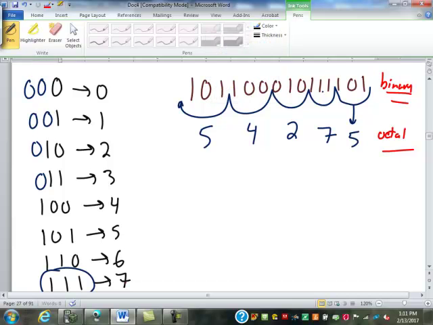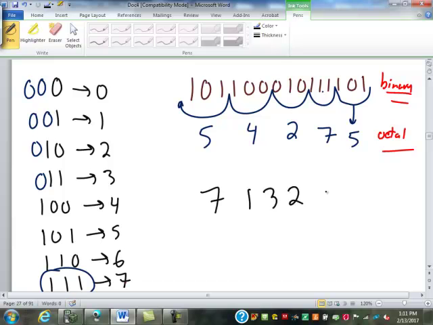Going the other direction is just as simple. Let's say we have 7132 in octal, and I want to convert it to binary. Well, a 2 is 0, 1, 0. 3 is 0, 1, 1. 1 is 0, 0, 1. And 7 is 1, 1, 1. So I just converted my octal into binary. It's just that quick. Hexadecimal involves just taking 4 digits into 1.